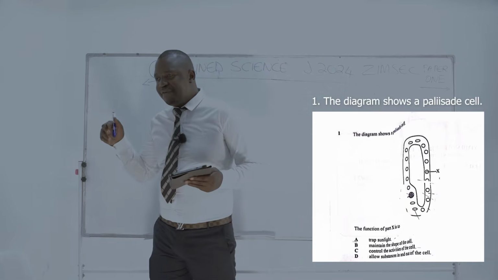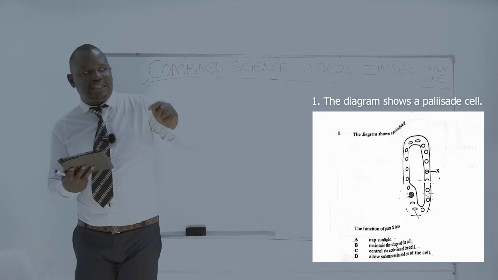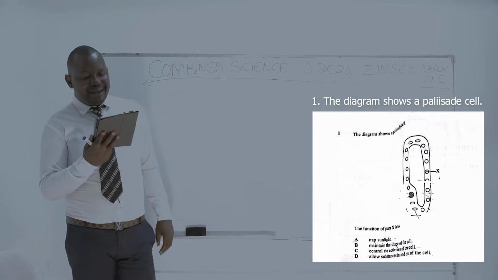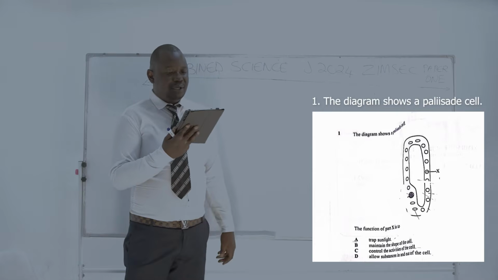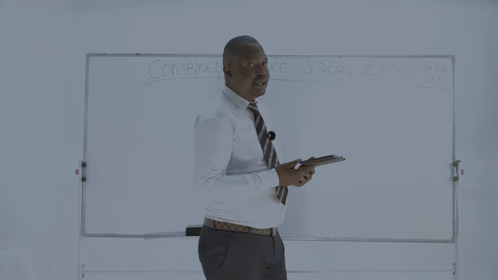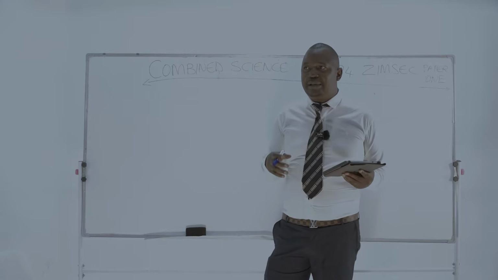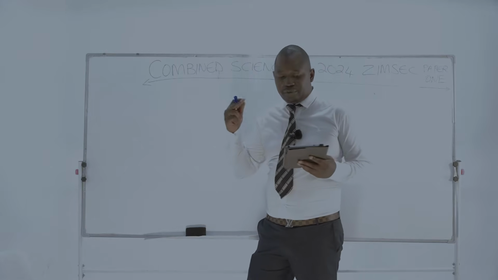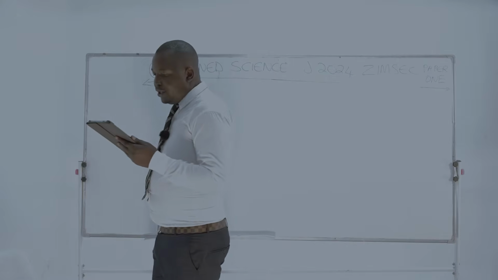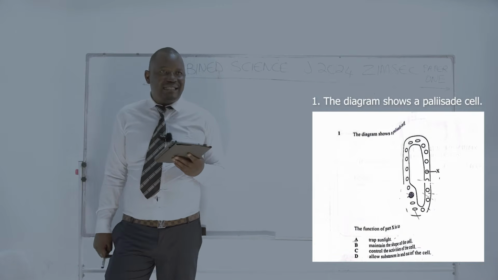Before you can know the function of part X, you need to know what part X is. Part X is the chloroplast. The chloroplast contains a green pigment, the chlorophyll, which traps light. Light is for photosynthesis. Okay? So let's look at the answers to know the answer.